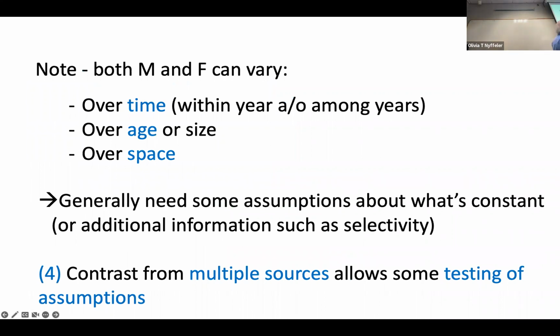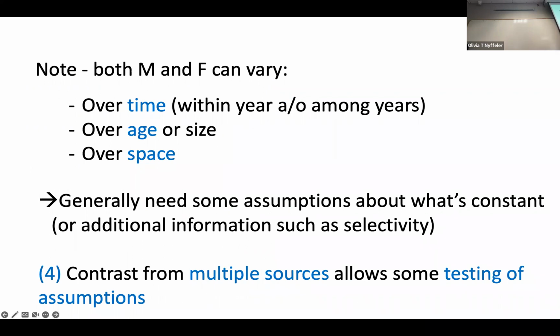So what I've tried to say is that natural mortality can vary by time, age, or space. Generally, you need some assumptions about what's constant, or you need additional information. You need to know your gear selectivity or your gear catchability, or else you have to assume that it doesn't vary by size or whatever.